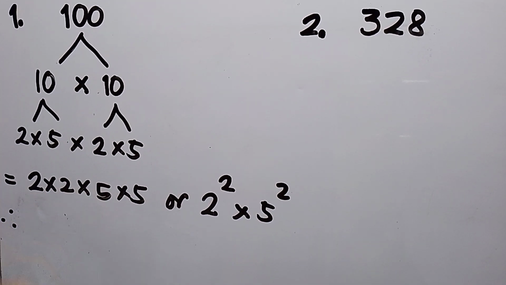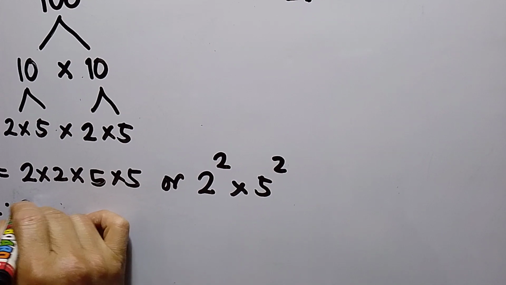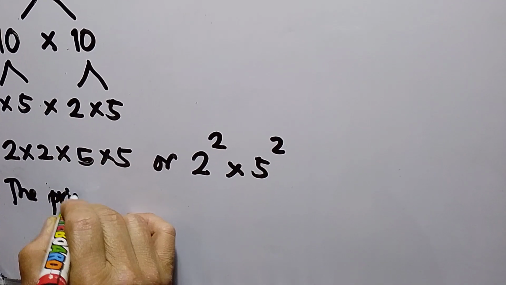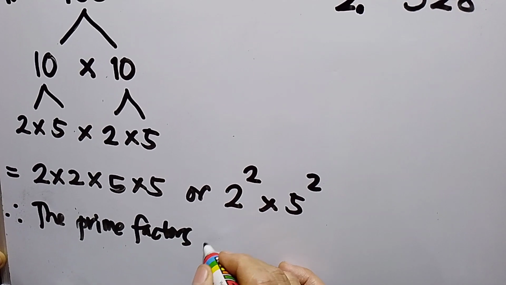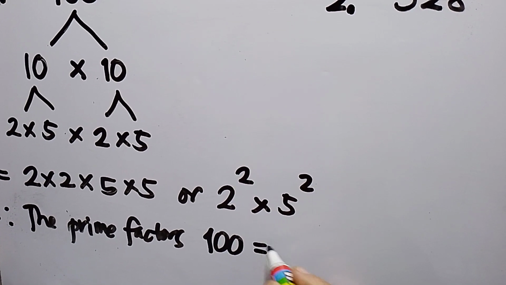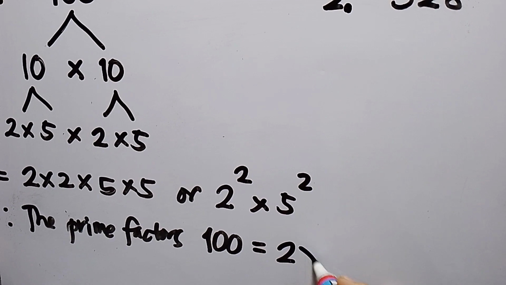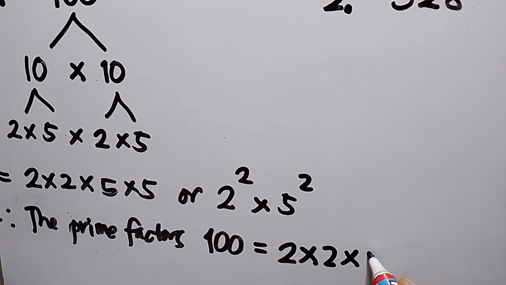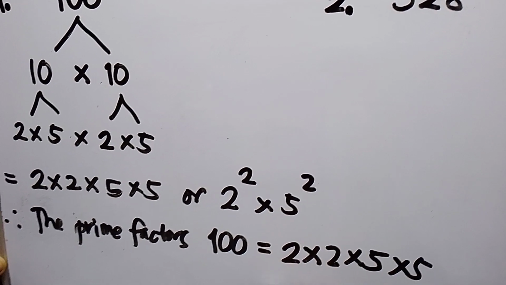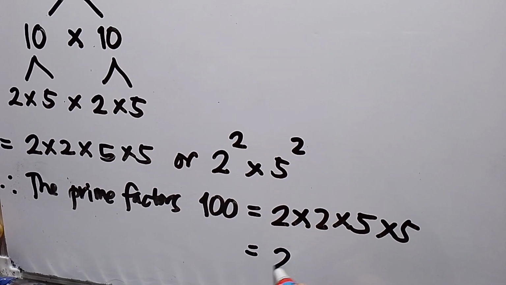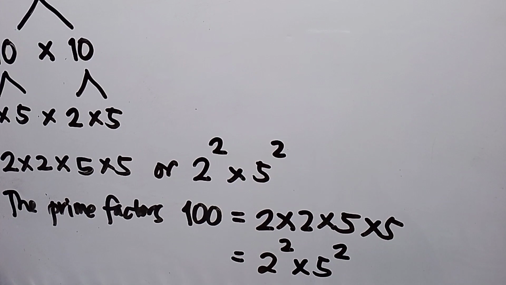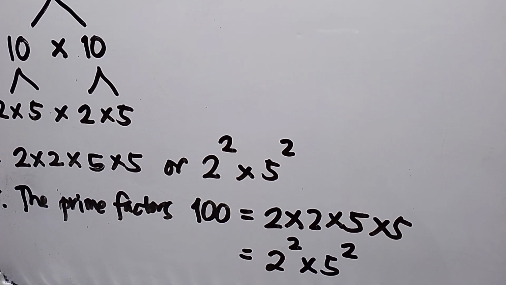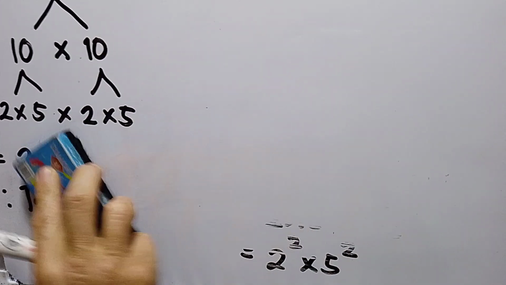So I have a conclusion for number 1. The prime factors of 100 are 2 times 2 times 5 times 5, or I can write in exponential form, this will be 2 raised to the second power times 5 raised to the second power. So that's for number 1. Now let's move to number 2.